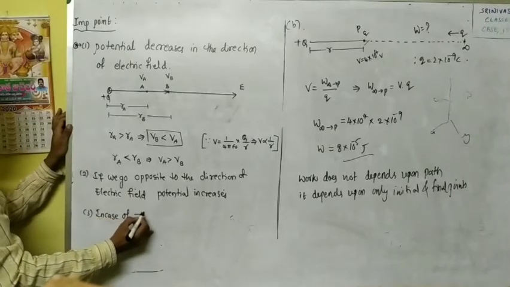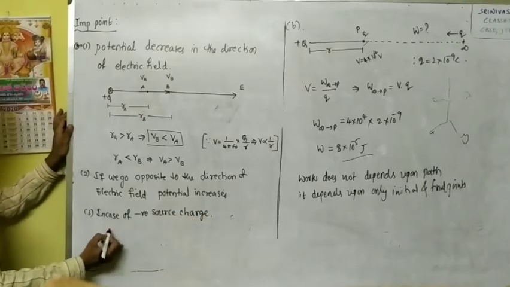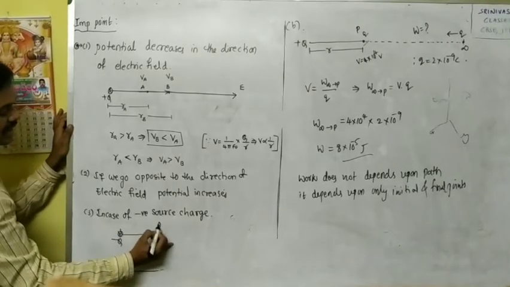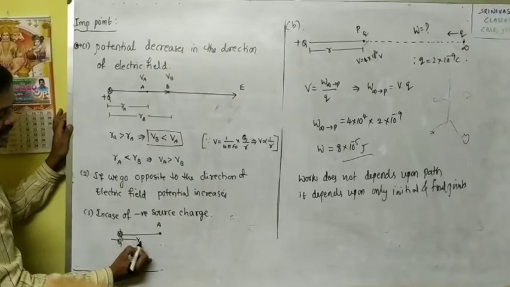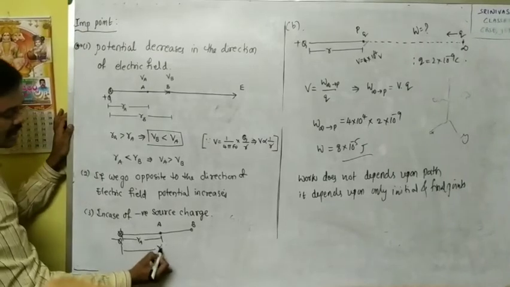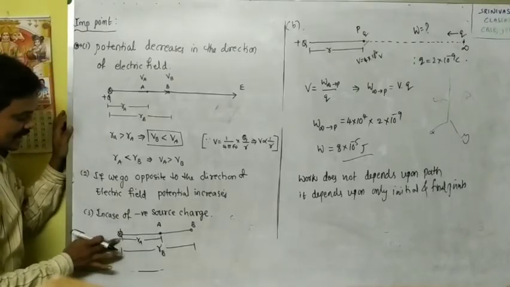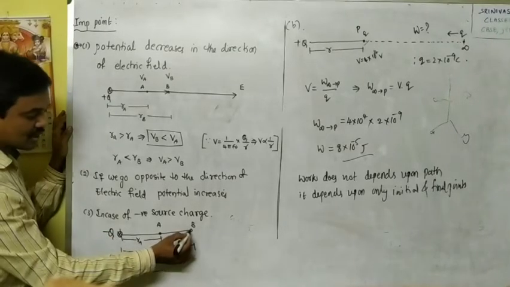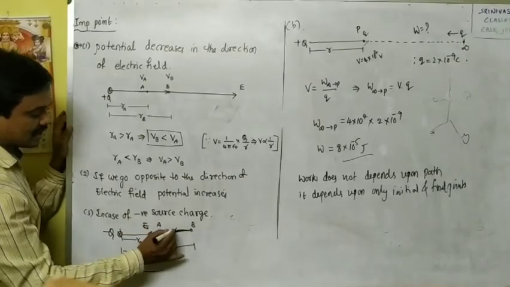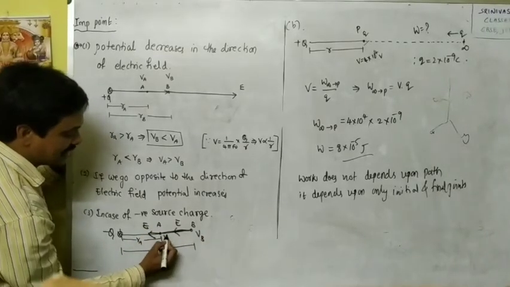In case of negative source charge. And this is minus Q charge. And now at point A, which is at RA distance, and this is point B, it is at RB distance. Electric field direction, right? This is minus Q, so towards negative Q. This is the direction of electric field. And at point B the potential is VB, at point A potential is VA.